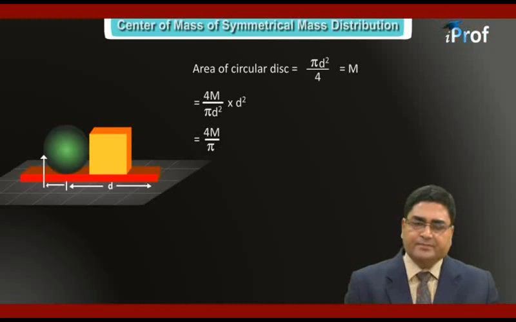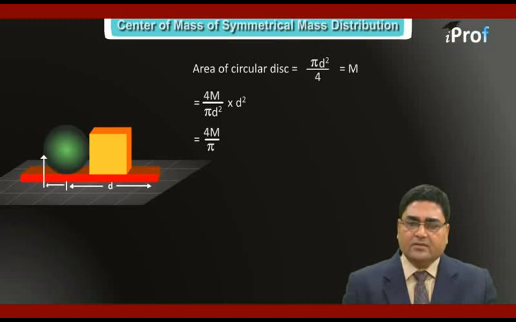that is equal to 4m upon pi. Make the table of the x coordinate of the center of mass of the circular disc and the square plate with respect to the center of mass of the circular disc. So the x coordinate of the center of mass of the circular disc is 0, and the x coordinate of the center of mass of the square plate is located at a distance d.